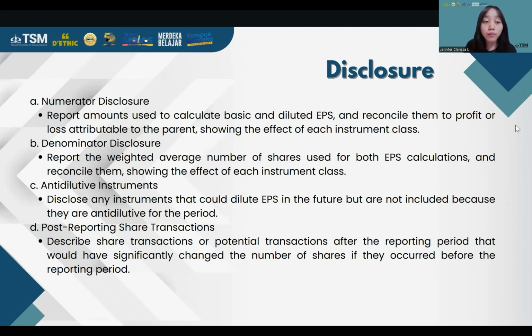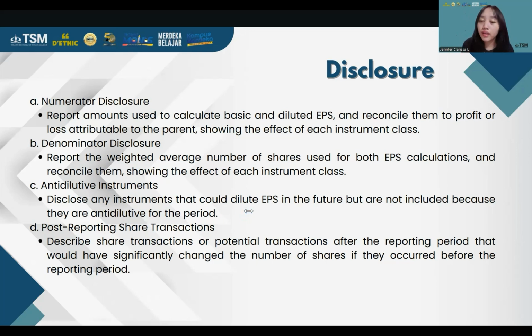So there is numerator disclosure. This reports the amounts used in calculating both basic and diluted EPS. And then numerator disclosure can reconcile these amounts of profit or loss attributable to the parent, showing how each class of instrument, like convertible bonds or options, impacts the calculation.